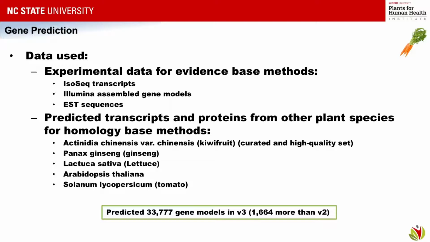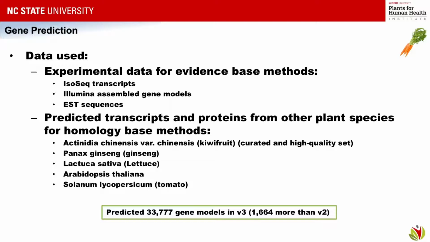And then we also used some other genomes on which the prediction was conducted, for the homology-based methods. Kiwi fruit, because we knew that in this one all of the genes were manually curated, so it was a great set to be used for the homology-based technique. Ginseng, a close relative to carrot. Lactuca, the lettuce gene prediction. Arabidopsis thaliana, and Solanum lycopersicum.